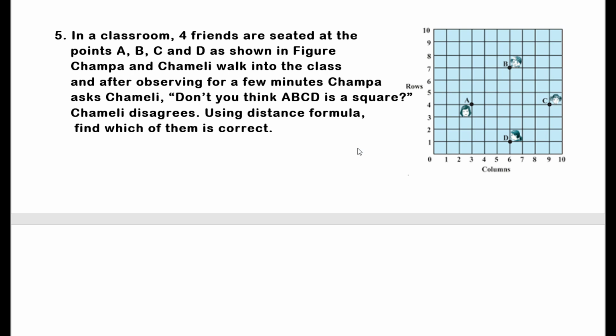Very interesting question. Now the first step is to find out the coordinates of point A, point B, point C and point D. What is point A? Point A represents x coordinate 3 and y coordinate 4, that is 3 comma 4.